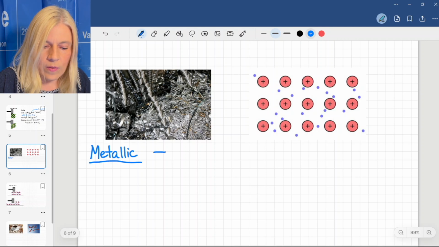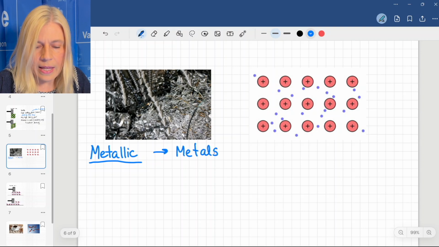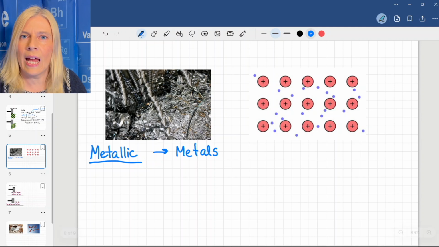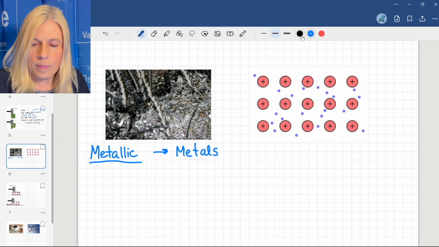And they make what we call metals. And it doesn't matter if it's a pure metal or an alloy. Pure gold, it's a metal. Stainless steel, an alloy, it's a metal. Brass, it's a metal, we call it metal. So it's all metallic bonding. So what's going on in metallic bonding?